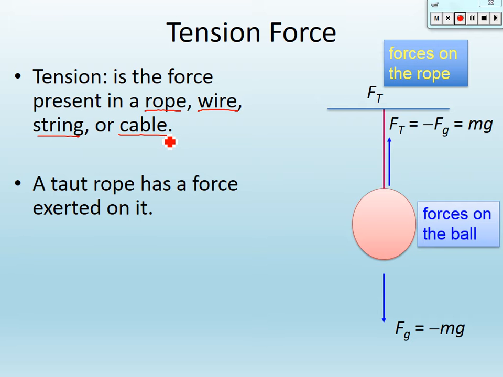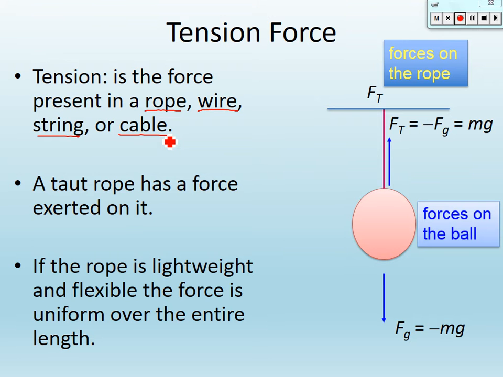Okay, a taut rope or wire or string or cable has a force exerted on it. And let's go through this free body diagram. You don't have this in your guided notes, so look up here. Say this was a light hanging from your ceiling, your kitchen ceiling. A lot of houses have a light that's hung, and you have a wire, a cable, or a chain sometimes there.